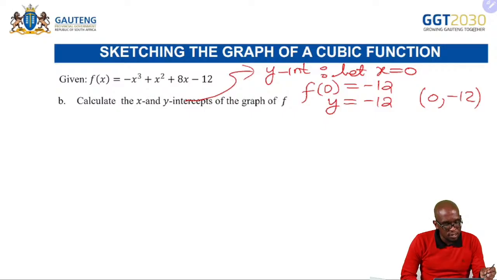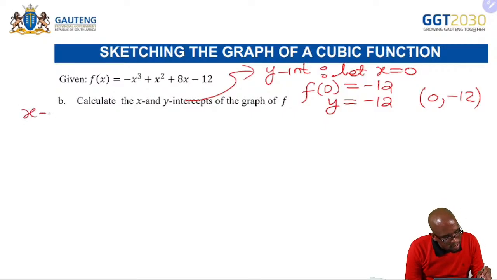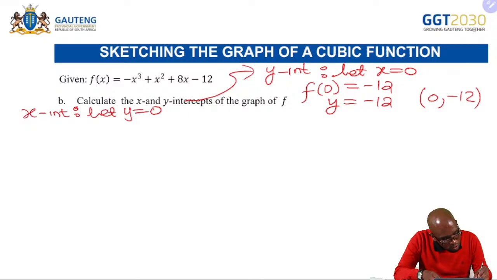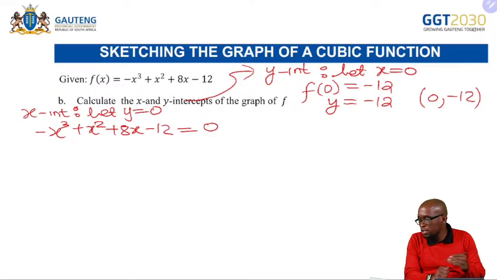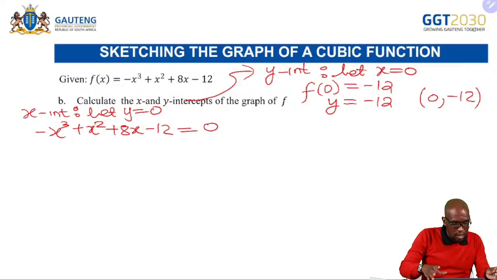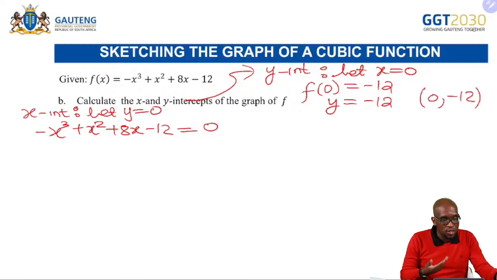Now, we need the x-intercept. We know that for the x-intercept, we let y equal 0. If we let y equal 0, then we're going to have 0 here. So we have -x³ + x² + 8x - 12 = 0. If that is equated to 0, then we need to find our factor, because this is now a third degree equation where we want to solve for x. And to solve for x here, we need to find the factor of this particular equation.